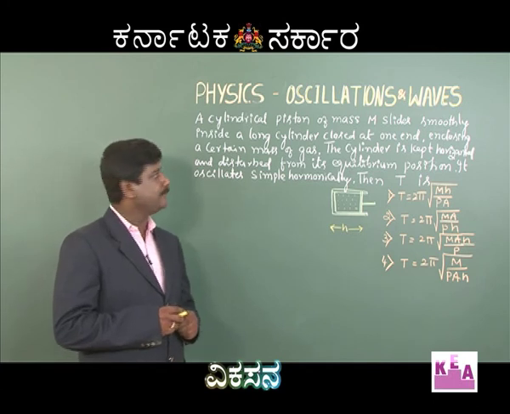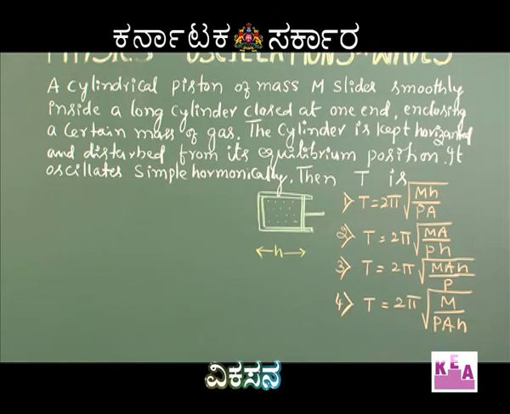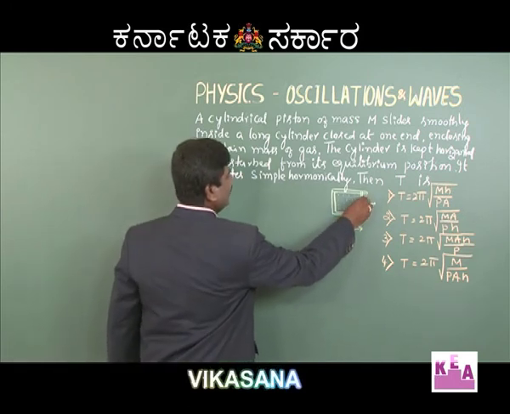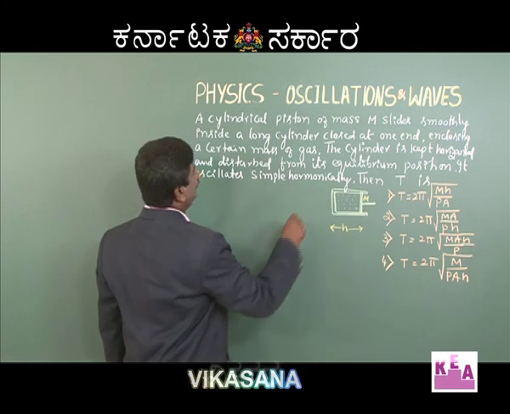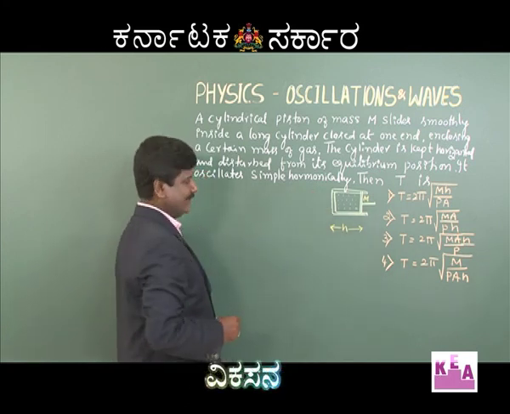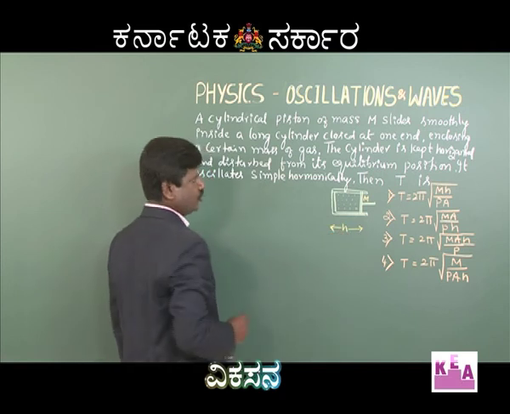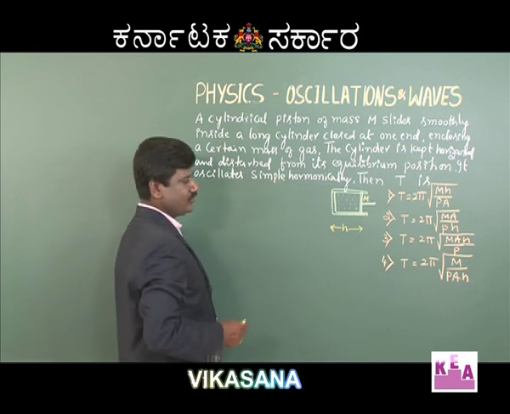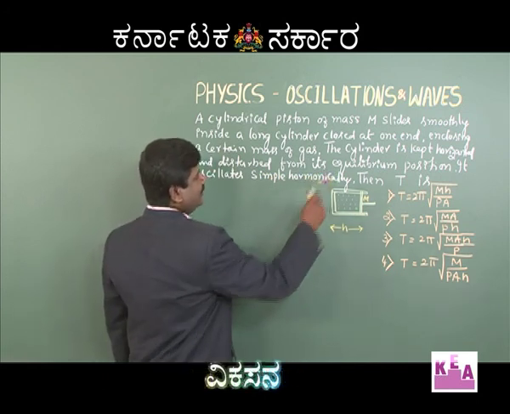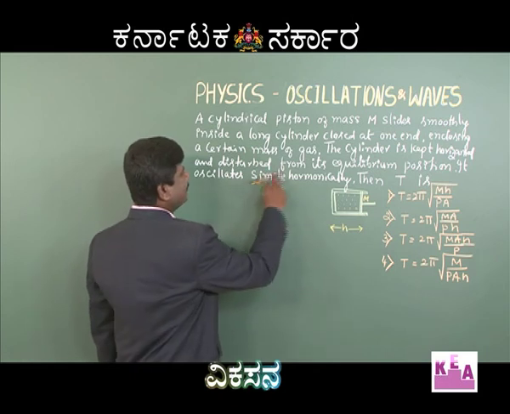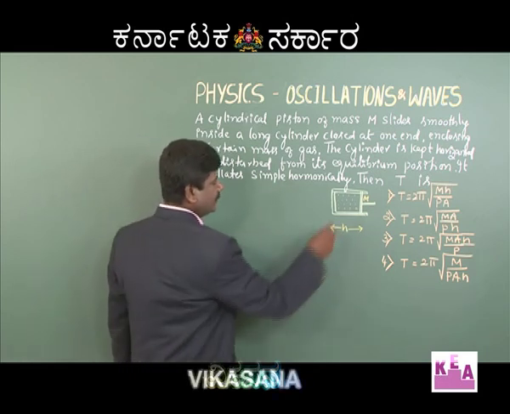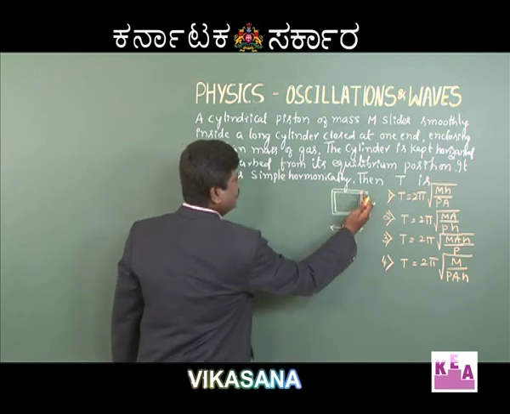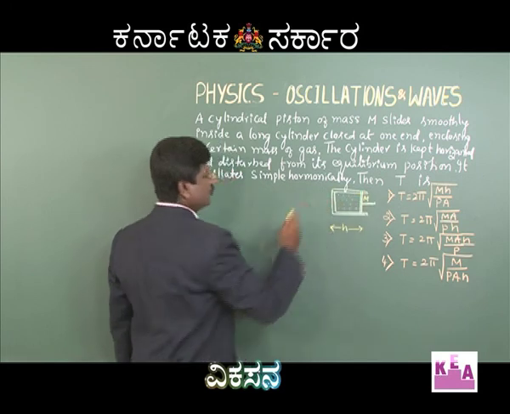So, what is the first statement? There is a piston of mass m. Here, this is the piston of mass m. It is moving smoothly on a very long cylinder of length h, and this cylinder is filled with a certain gas. The mass is constant. The cylinder is kept horizontal and it is disturbed from the mean position. So, the initial position of the piston is here. The piston slightly moves towards left.